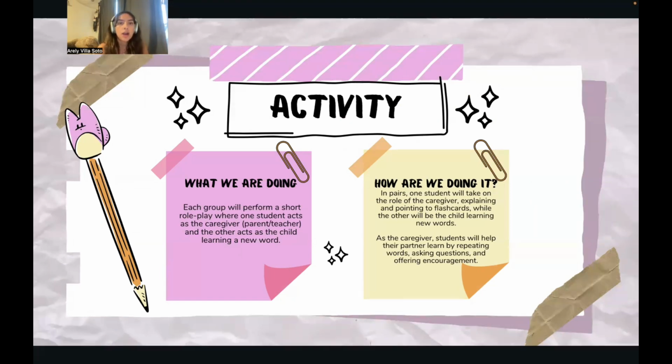So how are we doing it? In pairs, one student will take on the role of the caregiver, explaining and pointing to flashcards, while the other will be the child learning new words. So, just a lot of role play. As a caregiver, students will help their partner learn by repeating words, asking questions, and offering encouragement.